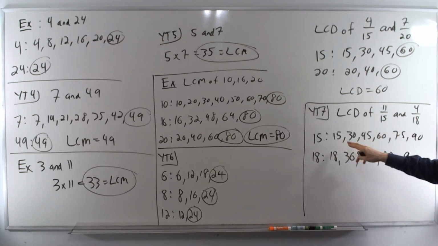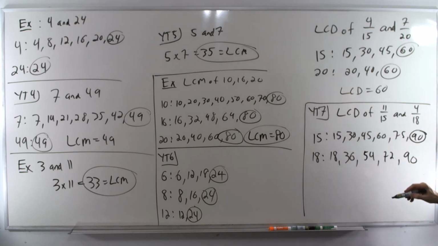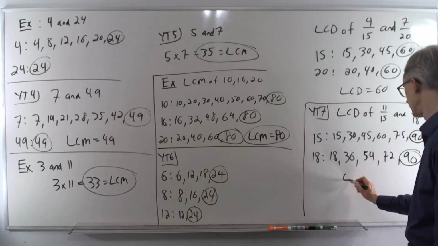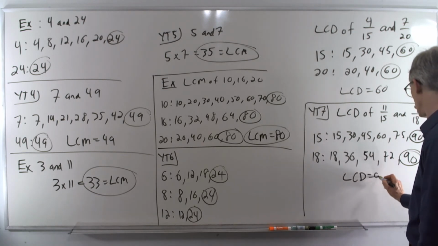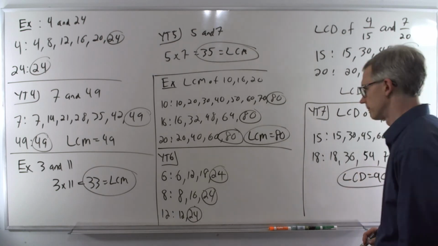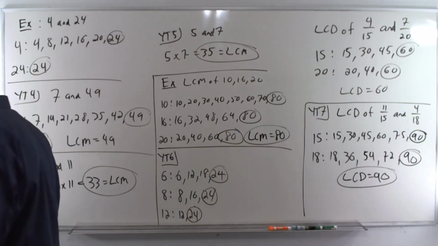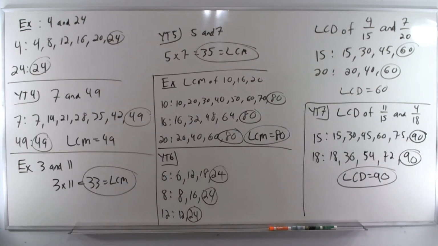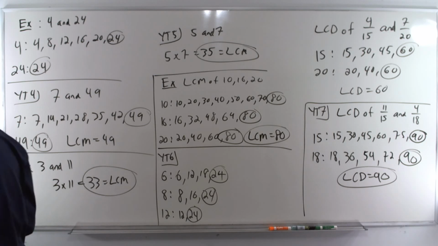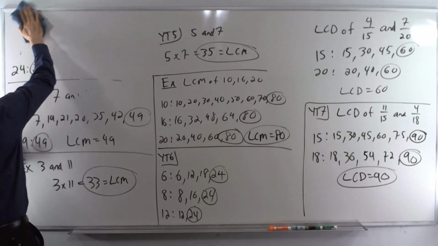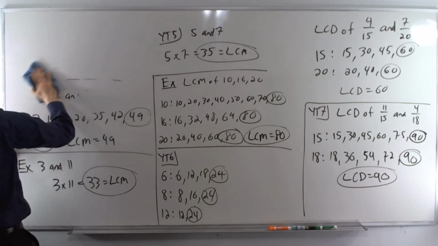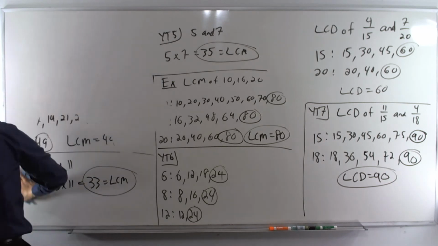Alright, so for 15s, 15, 30, 45, 60, 75, and 90, 18s gets us also out to 90. So that makes the LCD of those two fractions 90. So just like the numbers, we can apply this technique to any number of fractions. So next example, we're going to work on 3 fractions.